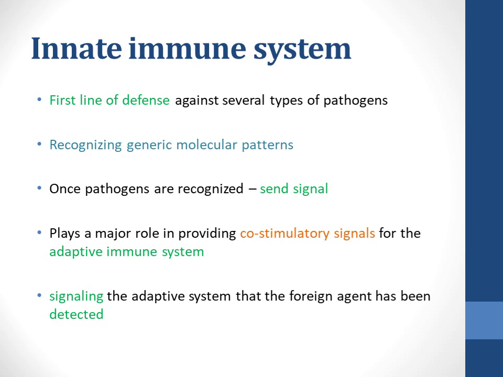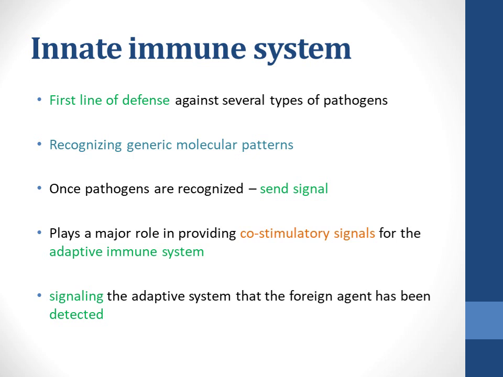The innate immune system recognizes that some pathogen has entered the body and recognizes the generic molecular pattern of those pathogens, whether bacterial or viral, whatever it is. Once it is recognized, it will send a signal to the adaptive immune system. The innate immune system doesn't react itself. It is not going to fight against the pathogen, but it acts as a barrier.